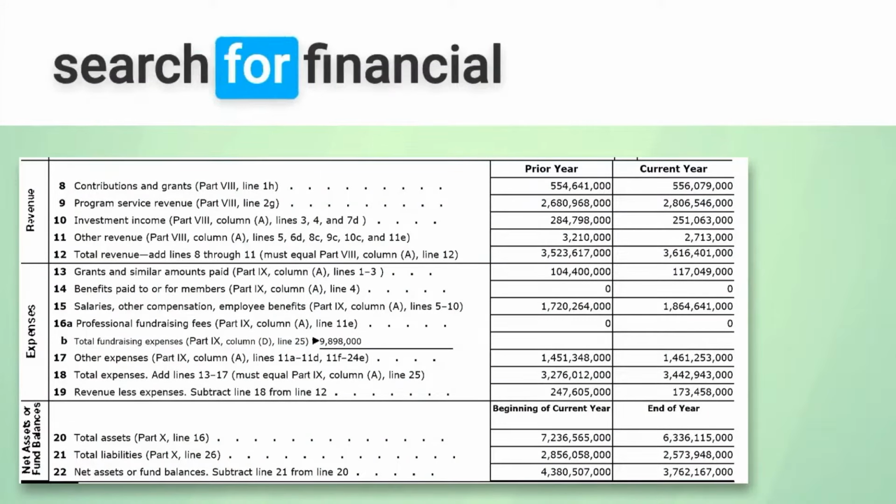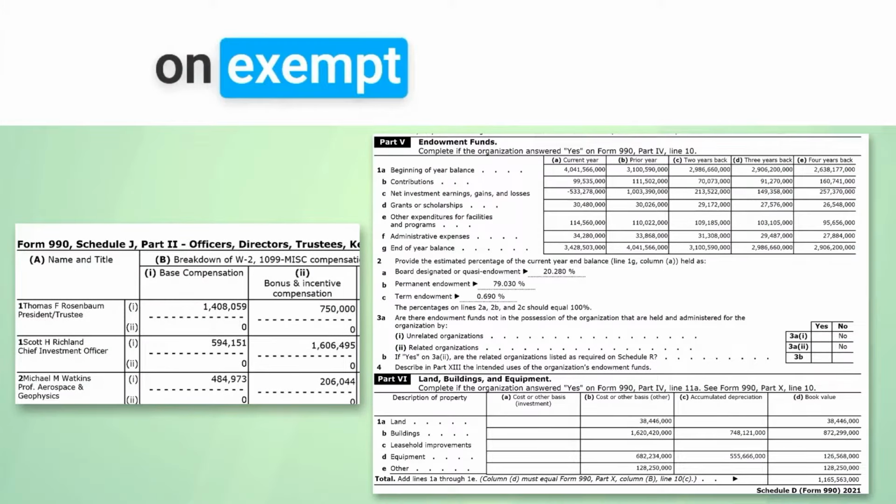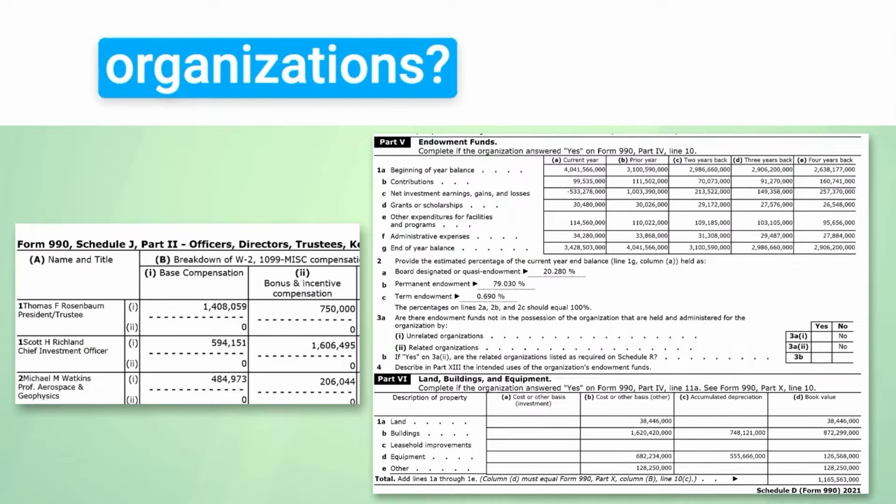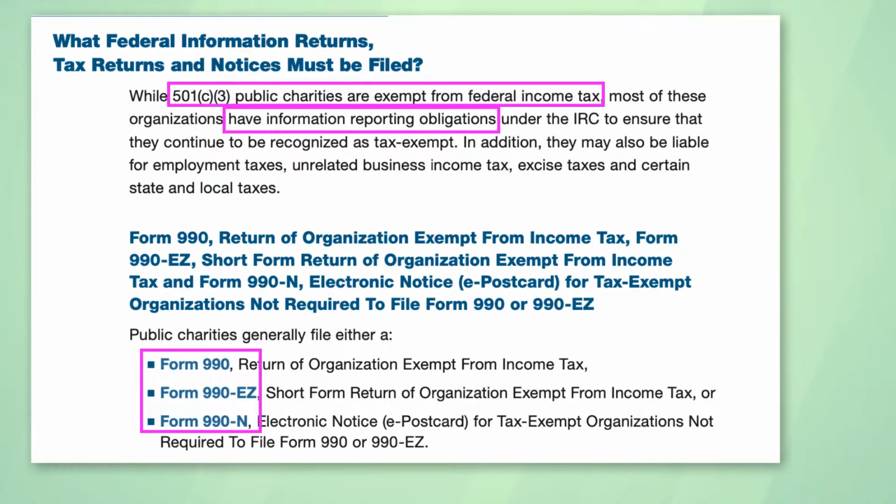How can you search for financial information on exempt organizations? You can obtain this information directly from the 990 filings, which the IRS requires exempt organizations to file in order to maintain their tax-exempt status.